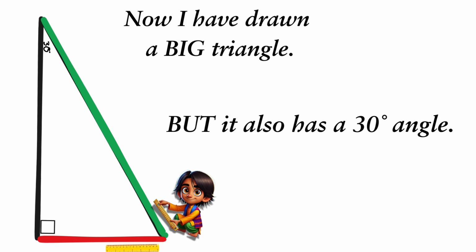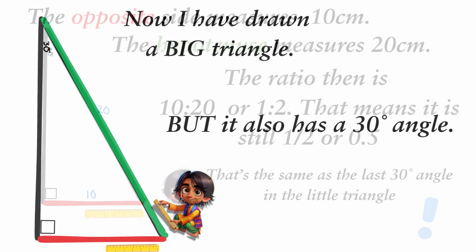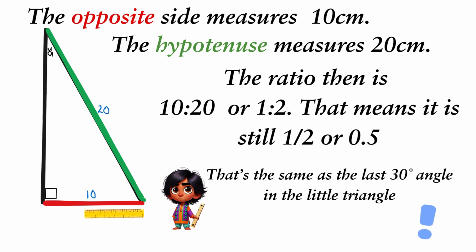Now I have drawn a big triangle, but it also has a 30-degree angle. The opposite side measures 10 centimeters. The hypotenuse measures 20 centimeters. The ratio then is 10 to 20, or 1 to 2. That means it is still 1/2 or 0.5. That's the same as the last 30-degree angle in the little triangle.